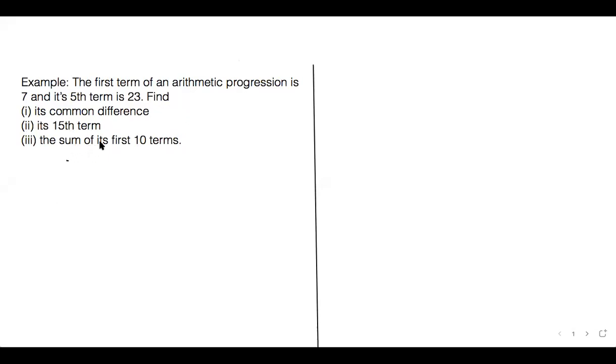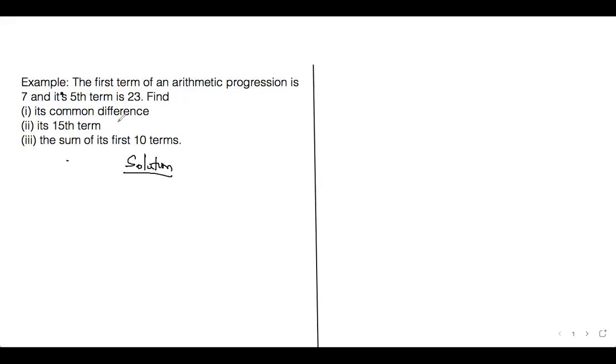The first term of an arithmetic progression is 7, and its fifth term is 23. We have to find the common difference, its 15th term, and the sum of the first 10 terms.